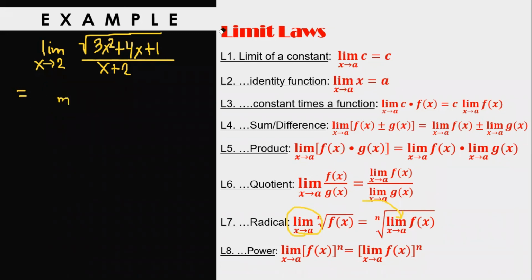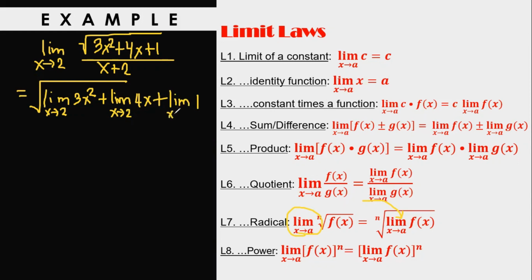Okay, let me erase for a while, so that you would be able to see why it happens. The limit of 3x squared as x approaches 2. Like what I've said, you can definitely proceed like this so that your process will no longer be too long. Limit of 4x. Again, you can use the constant function here if you want, as x approaches 2, plus the limit of 1 as x approaches 2.